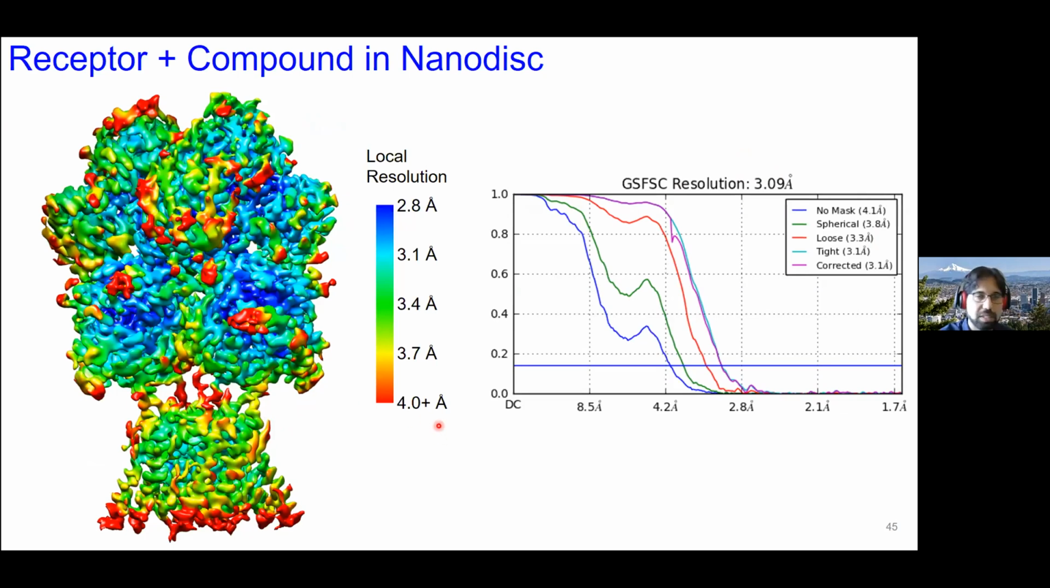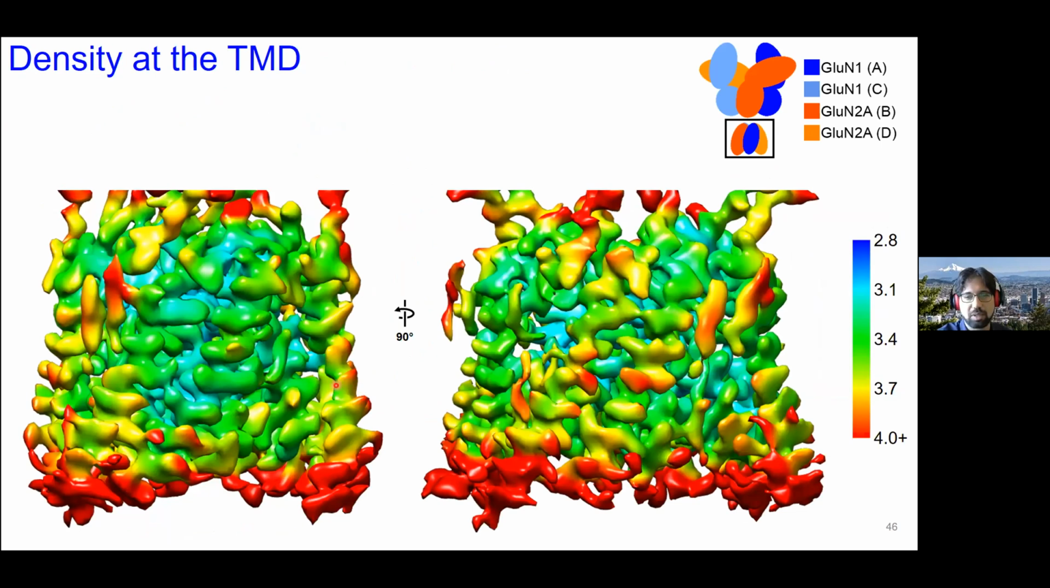So if you focus on the transmembrane domain, you notice that you can see side chain densities, you can see continuous helices. It looks great. You can even find these cholesterol-looking molecules that are adhering to the outside of the transmembrane domain. So we were really, really excited about this.